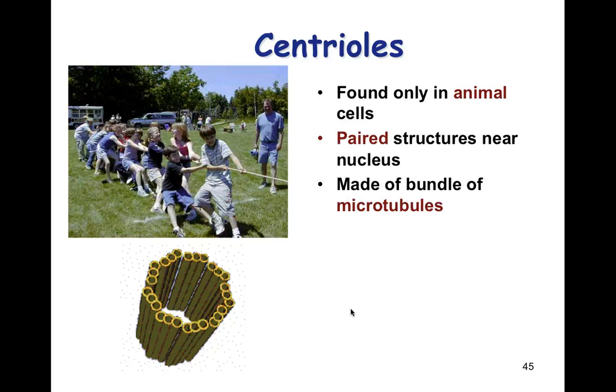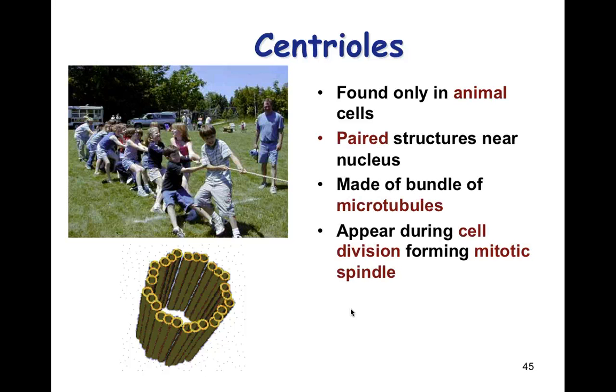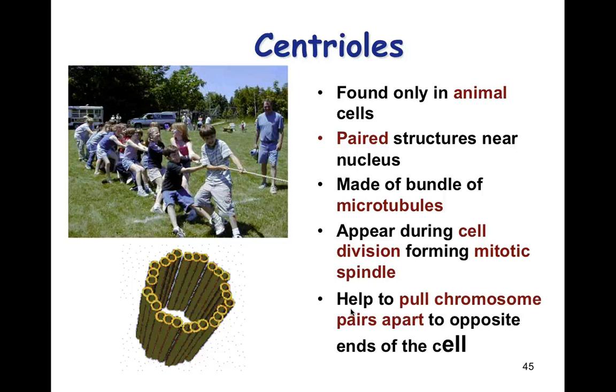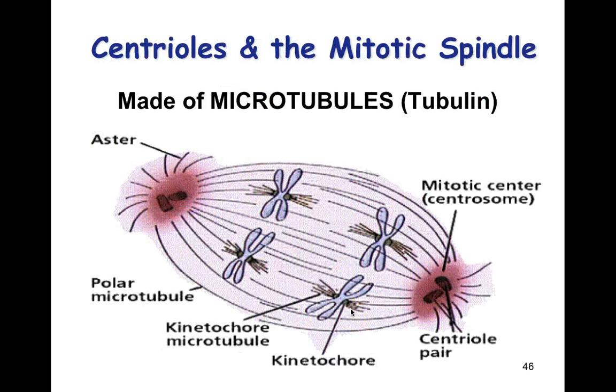They're paired structures near the nucleus. They're made of microtubules, and they're only going to appear during cell division in the meiotic spindle. So they're going to help pull chromosomes apart. We're going to talk about that more when we get into mitosis. So here we can see your microtubules in action.